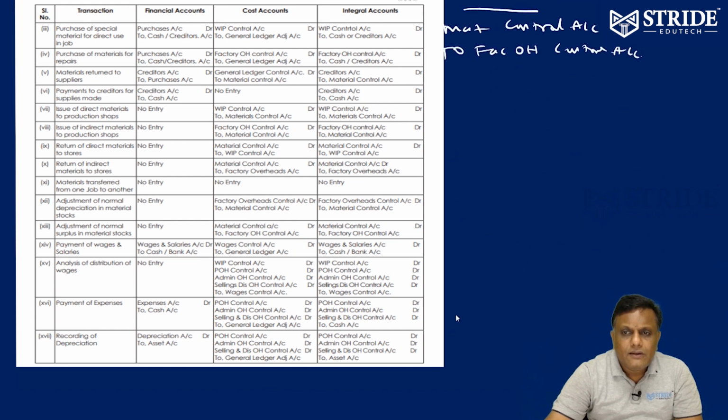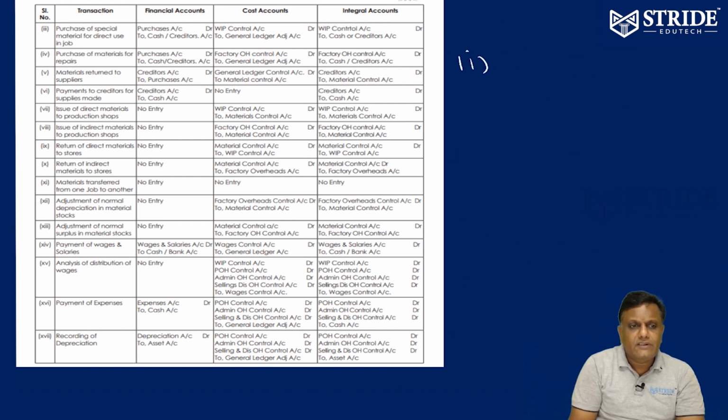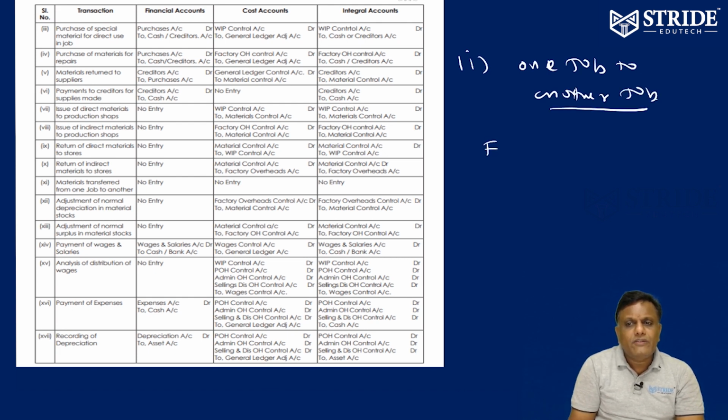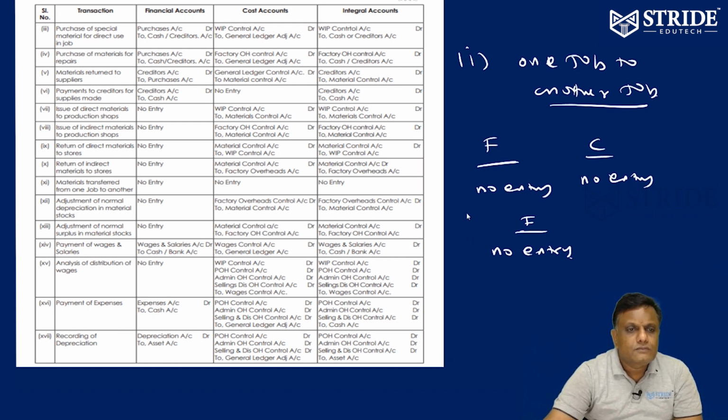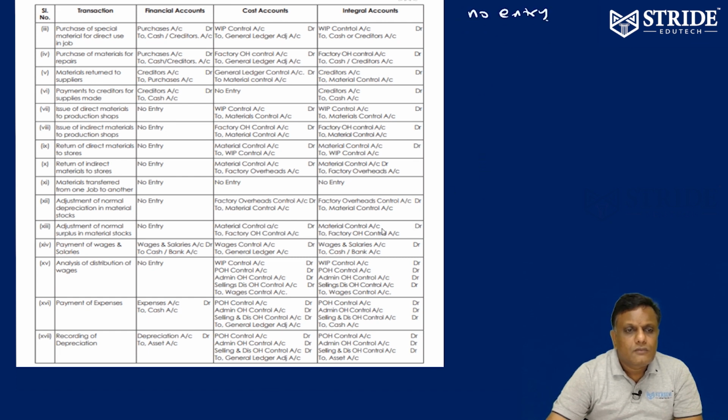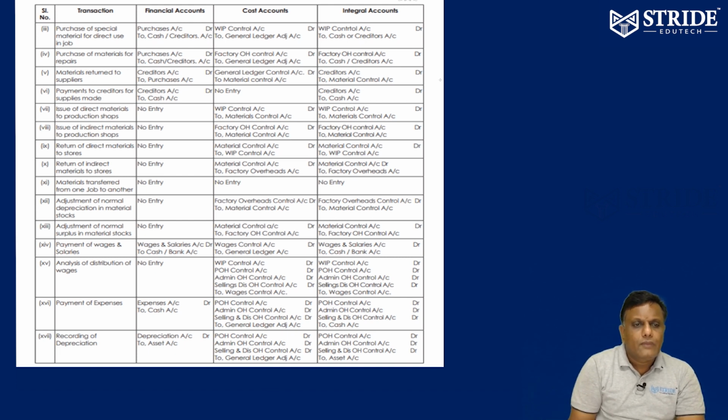Number 11. Eleventh transaction: material transfer from one job to another job. If material moves from one job to another job, in financial there is no entry. In cost there is no entry. In integral there is no entry. So one job transfers to another job. Material transfer from one job to another job. Right. Next one, twelfth entry.